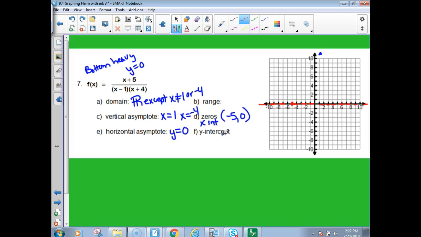So let's see. What's a y-intercept? I forgot to put that one down. Put in 0 for x, and I will have a 5 on the top, and on the bottom I'll have a -4. Right, -1 times 4. So 0, -5/4 would be 0, -1 1/4, so that's about right there. All right, my vertical asymptotes were at 1 and -4.